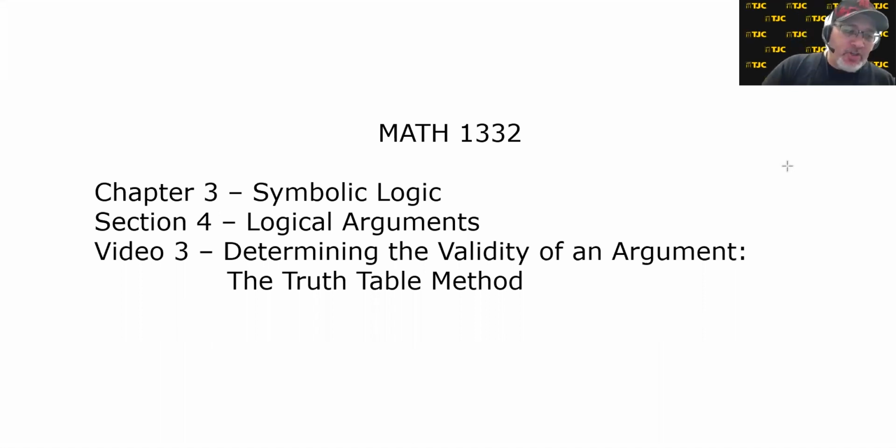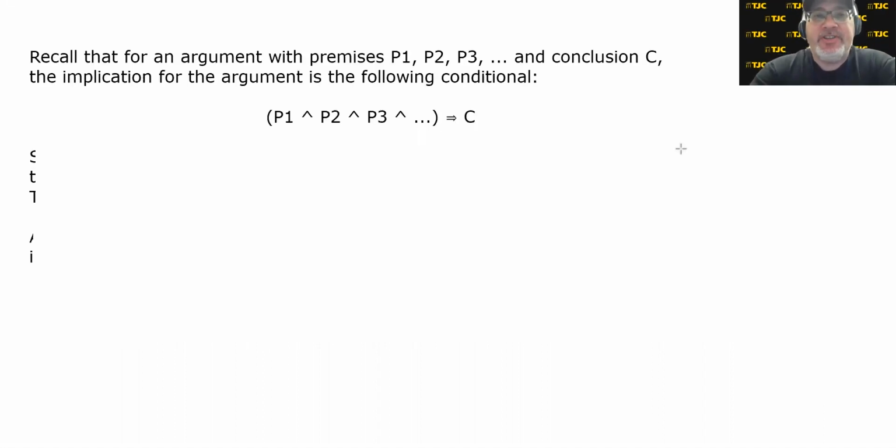The other method that we'll get to works some of the times, and when it does, it's pretty easy to use. So let's start with the technique that always works. Recall that for an argument with premises P1, P2, and P3, and so on, and conclusion C, the implication for the argument is the following conditional. Again, when you're asked to write the implication for an argument, you're being asked to write P1 conjunction P2 conjunction P3 conjunction however many premises you have, implication, which is just a double line conditional, conclusion.